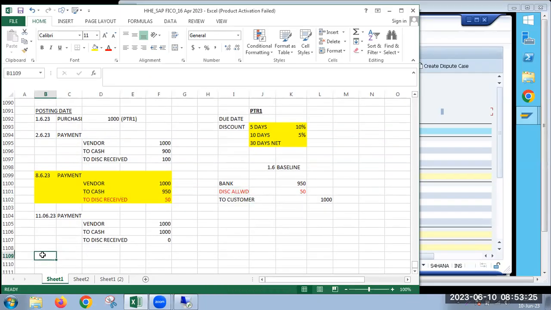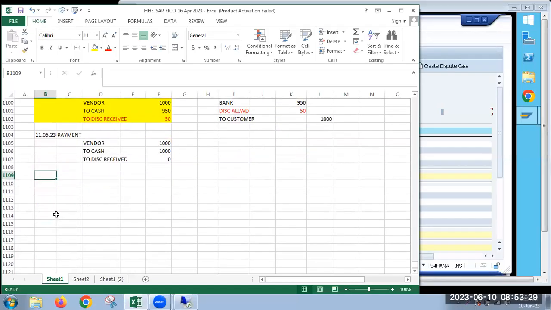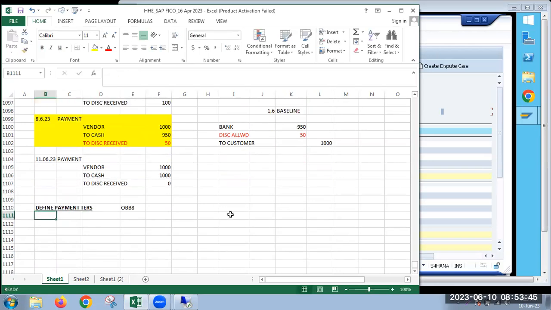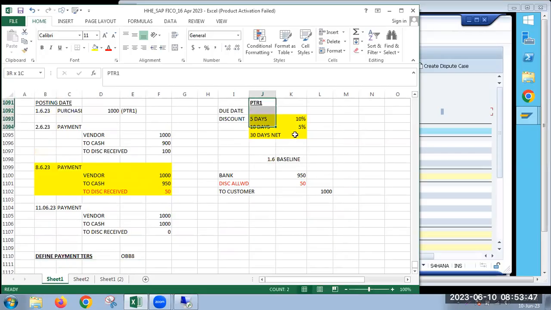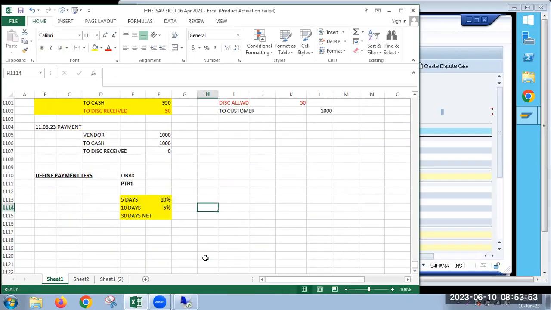So first we will define a payment term, or terms of payment. OBB8. Let's take the same payment term.